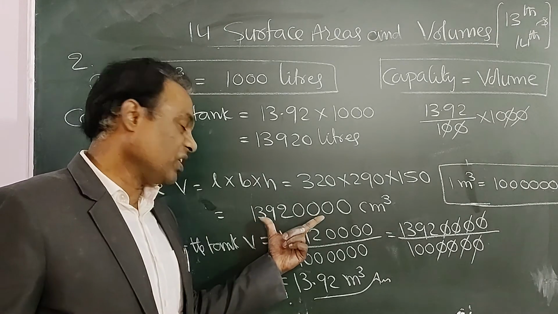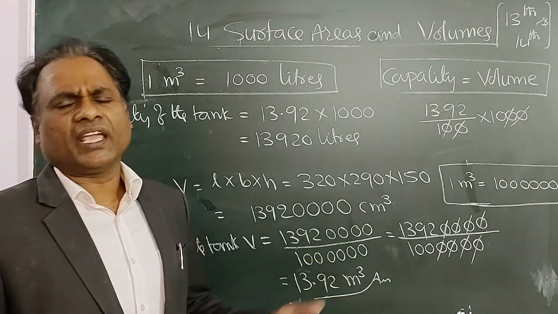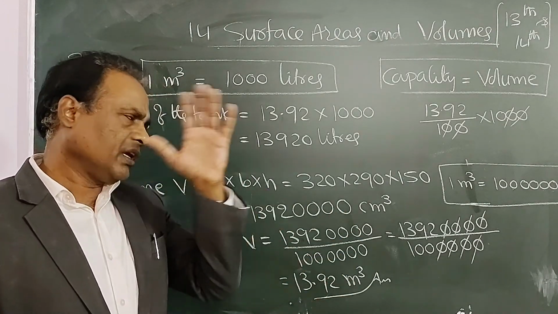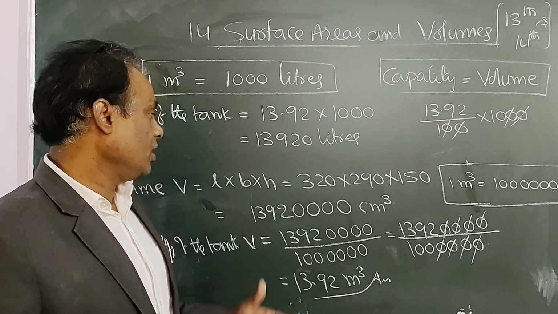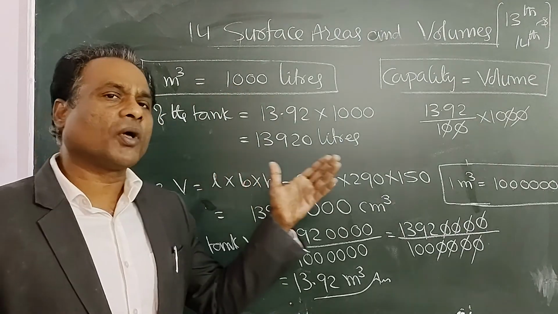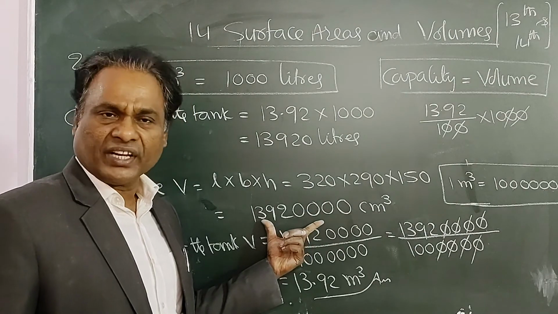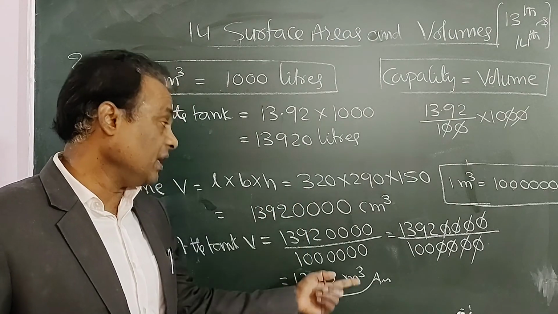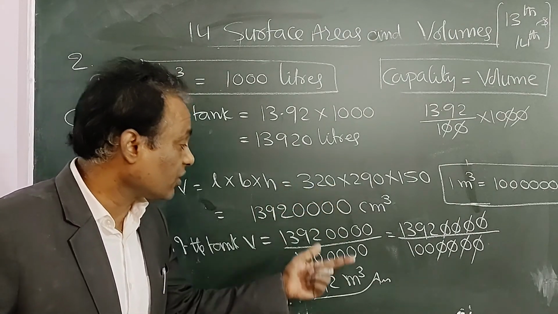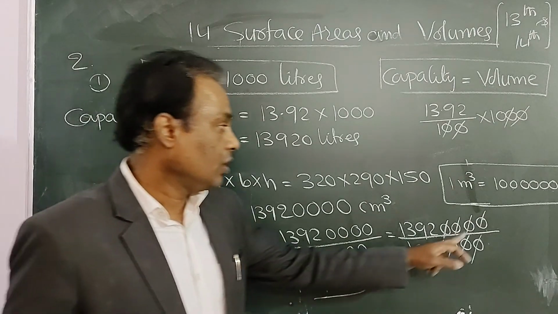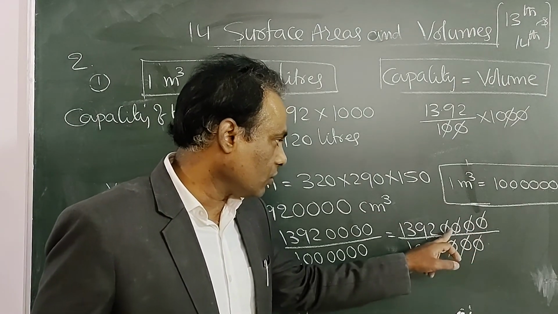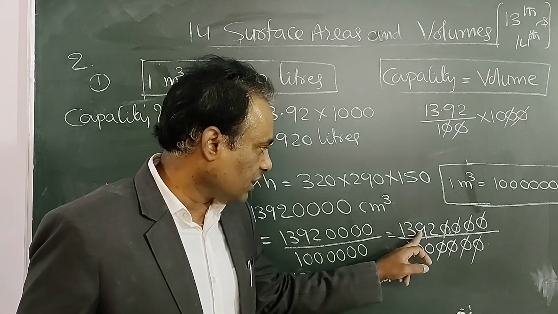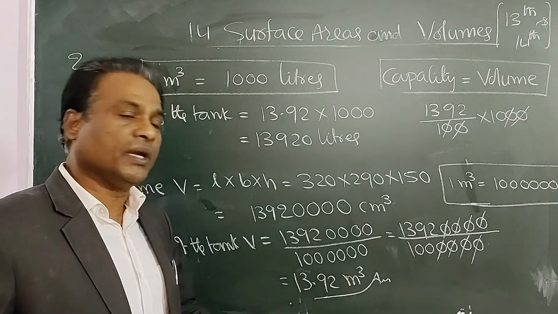First we got the answer in centimeters. Conversion between units is difficult everywhere because it is a little confusing. Because I changed the total problem into centimeters, I got the answer in centimeter cube. But the answer is asked in meter cube. So centimeter cube into meter cube, divide by 10 lakhs. Zeros cancel, 2 zeros remain, put the decimal here: 13.92 meter cube.